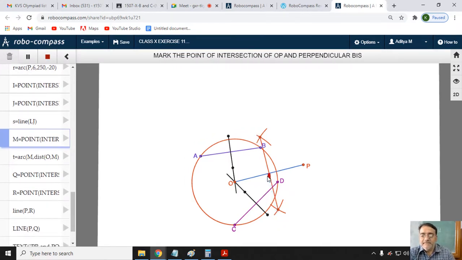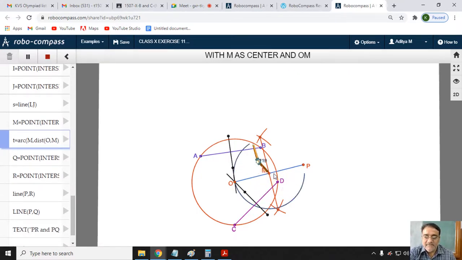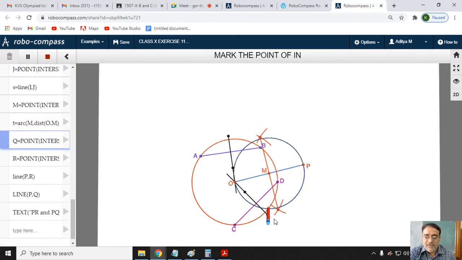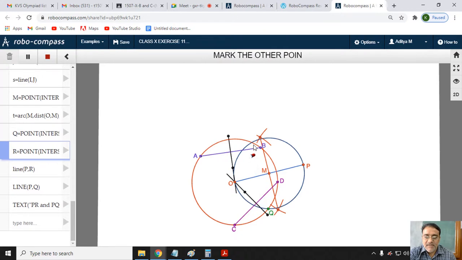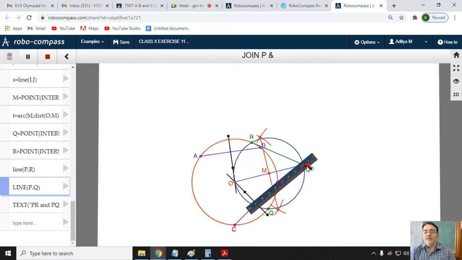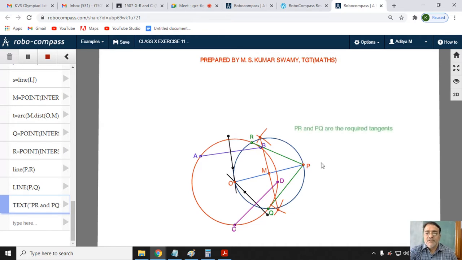Now with center M and OM or PM radius, we have to draw one circle, which will intersect the given circle at point Q and R. Now we have to join PQ and PR. Then PR and PQ are the required tangents. So this is the last construction of the exercise. Any doubt in this construction?